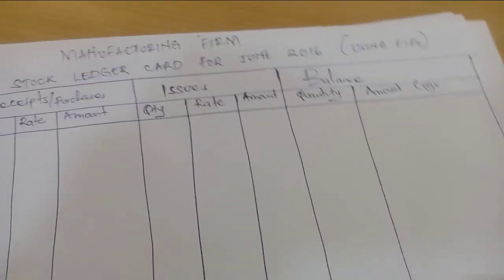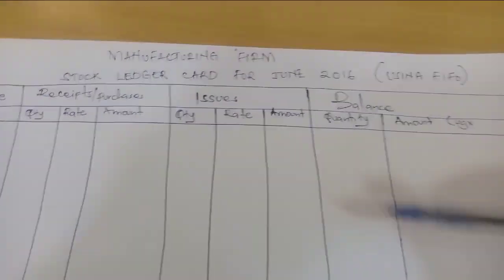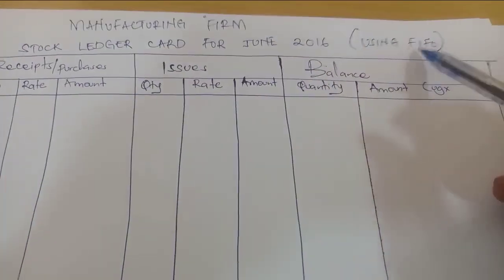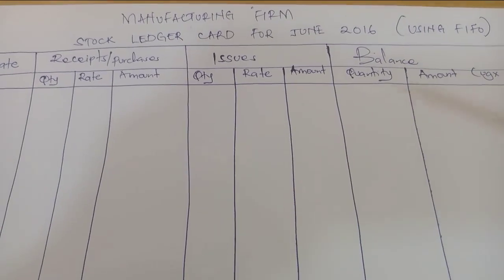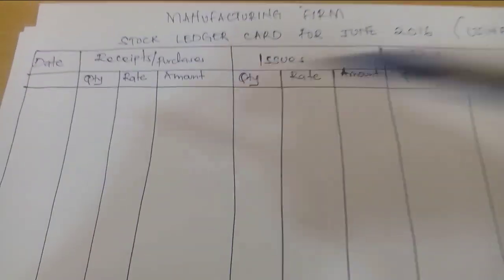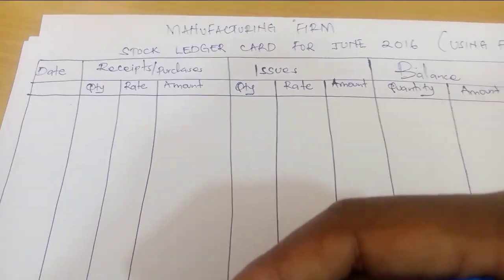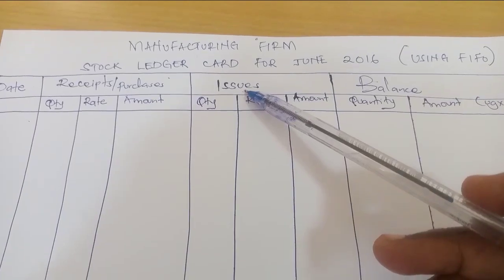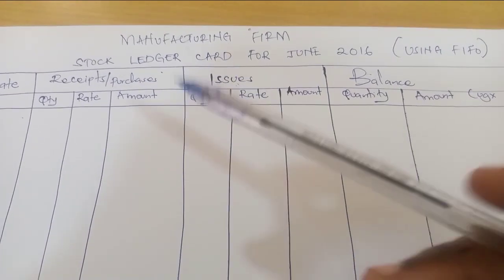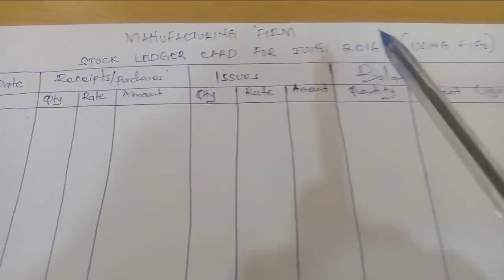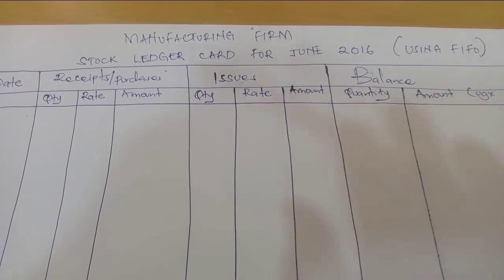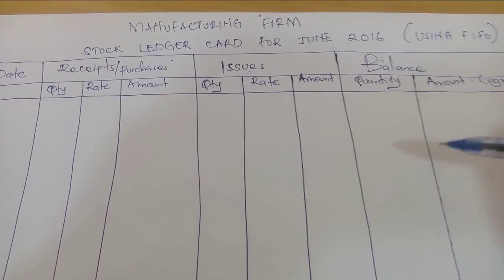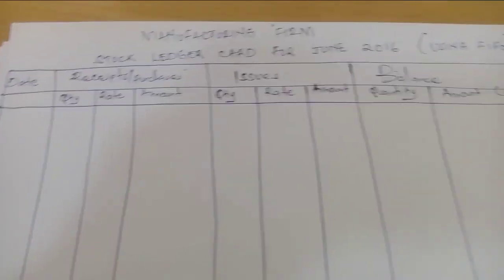So here it is. We are preparing a stock ledger card for June 2016 of a manufacturing firm, and we are using the FIFO method. The stock ledger card has 4 parts. We have the part for the date here. Then we have the part for receipts or purchases. Then the part for issues, what has been issued out of the store. Then we have the balance, what is remaining in the store. So this is the stock ledger card. We are going to be reading the question and then we feed in one by one.